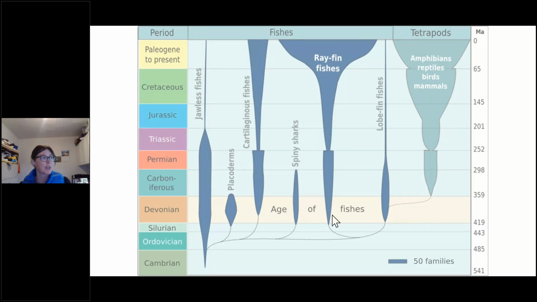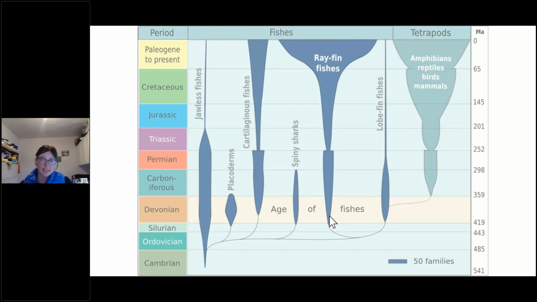Our next group here is a group called the ray-finned fishes. So they got their start in the Devonian as well. Today, the ray-finned fishes represent the vast majority of the fish that you may ever interact with and are actually representing about 85% of all vertebrates currently on planet Earth. So they are a tremendous bit of our current biodiversity, and they got their start back in the Devonian.